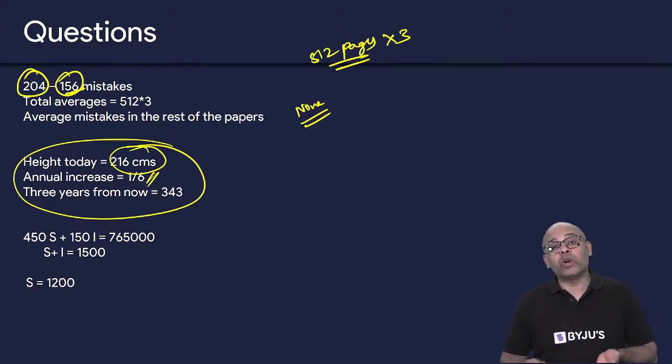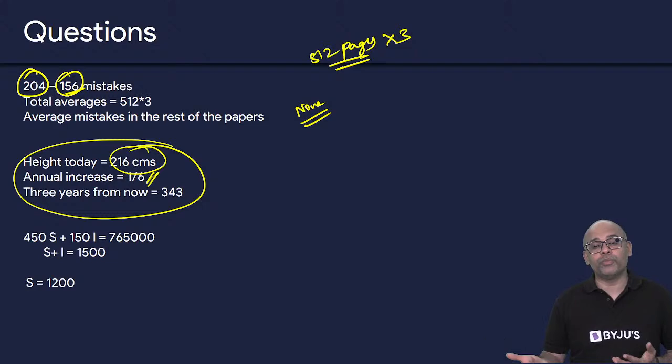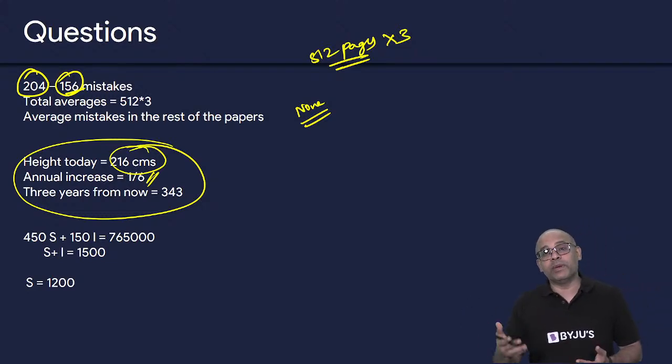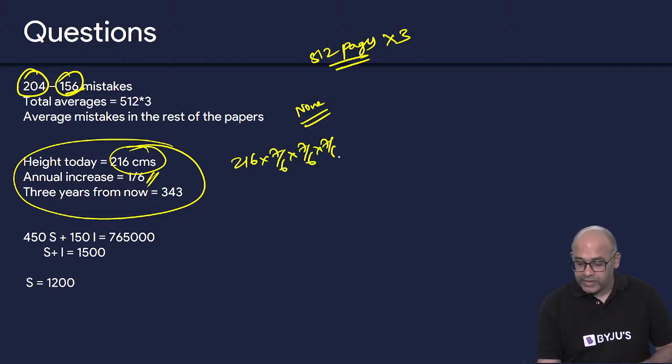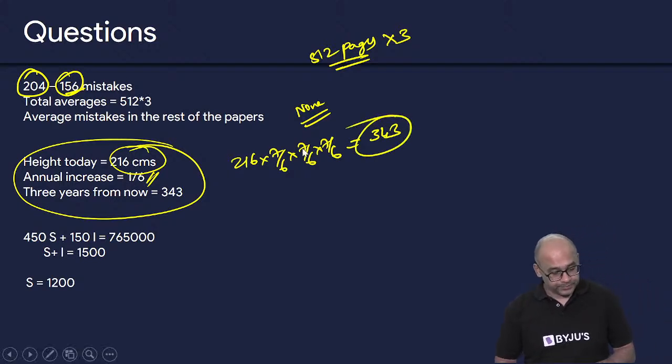3 years from now, what will be the height? It's a very simple ratio problem. 216 into 7 by 6 into 7 by 6 into 7 by 6. So 216 into 7 by 6 into 7 by 6 into 7 by 6 gives you 343. Straightforward, that is the answer.